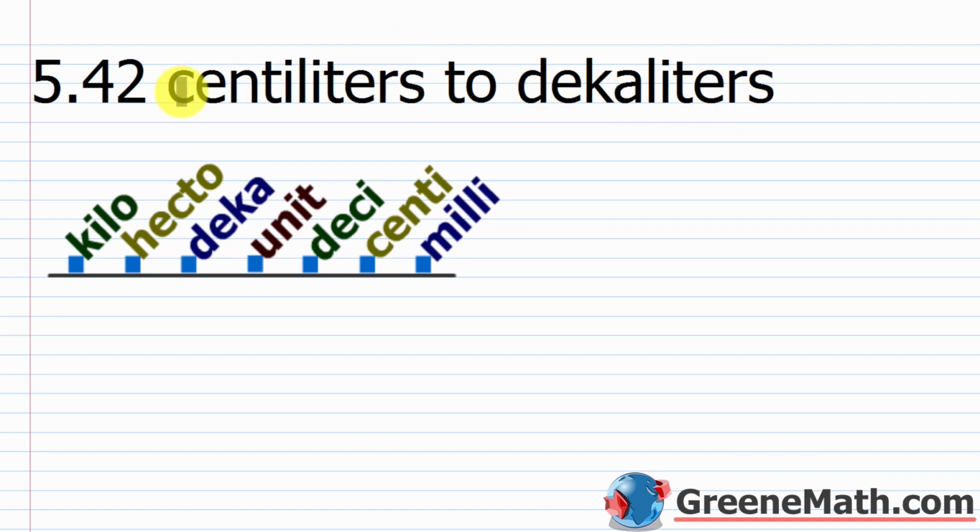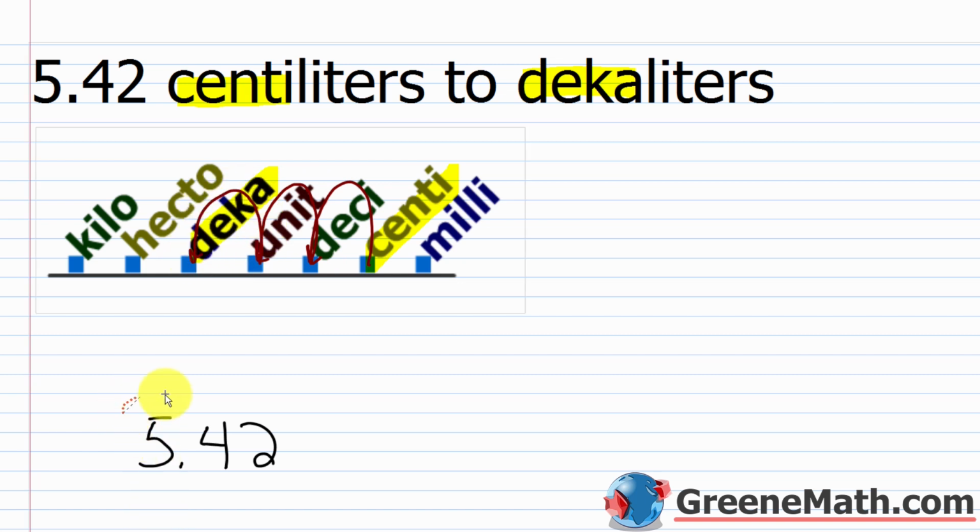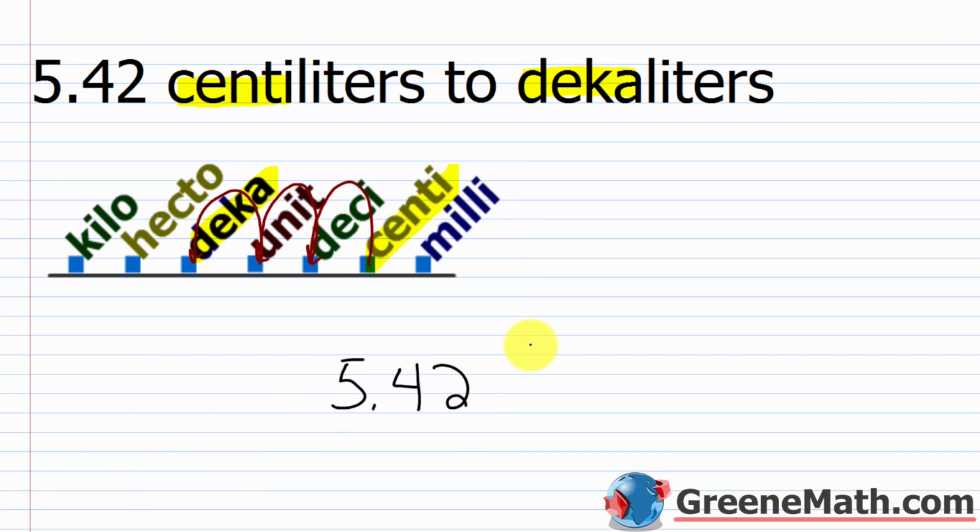All right, for the final problem we're going to look at, we have 5.42 centiliters to decaliters. So you look at your prefixes, you have centi and you have deca. So here's centi and here's deca. So let's write down our number. It's 5.42. And I'm starting at centi and I'm going to deca. So I'm going 1, 2, 3 places to the left. Let me move this over to the right a little bit. And I'm going to put in 2 zeros to the left of the 5. And so this is going to go 1, 2, 3 places to the left. And I'm going to end up with 0.00542 decaliters.